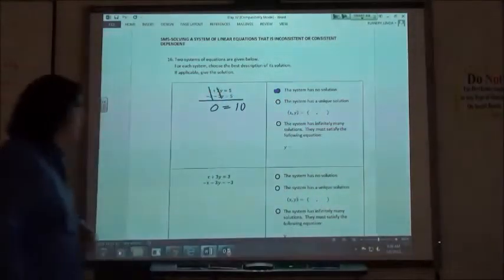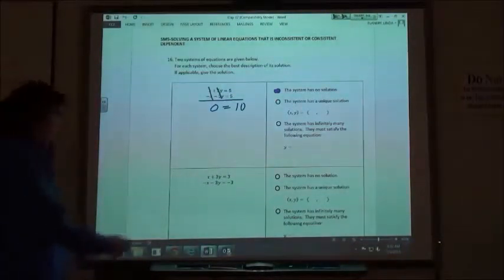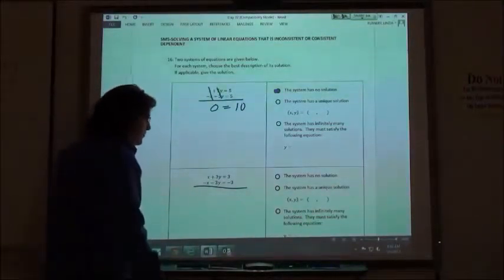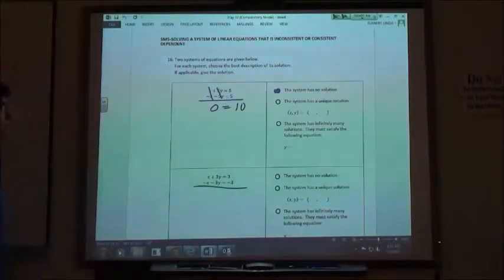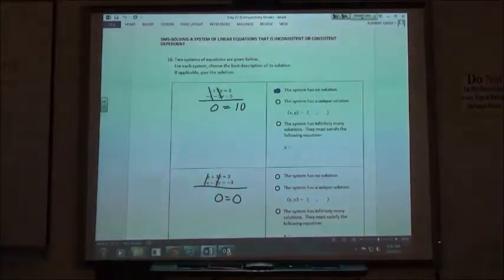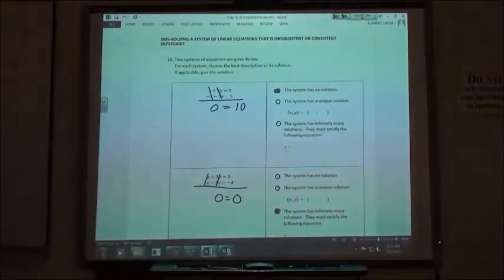So on our second one, when I add those ones together, what happens with those ones? Zero? You get 0 equals 0. When we got 0 equals 0, we had all real numbers as our solutions. This is the kind where the line is actually one line right on top of the other line. So on these ones, you're going to say the system has infinitely many solutions.